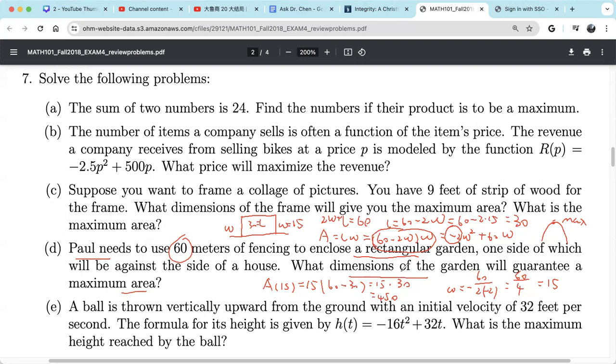So this is pure mathematics. Don't worry about the quantity, all right? The unit, don't worry about that. That's D. Now let's see E.